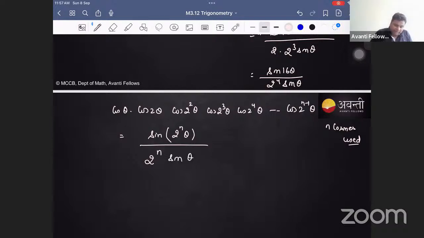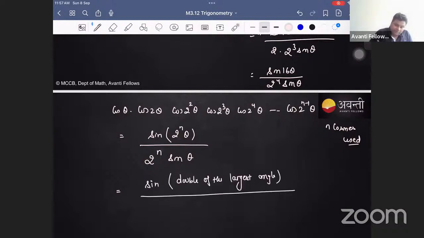So the formula I also remember this way: sine of double of the largest angle upon 2 to the power number of cosines into sine of the smallest angle. Am I clear? Sine of double of the largest angle upon 2 to the power number of cosines into sine of the smallest angle. Fair enough?